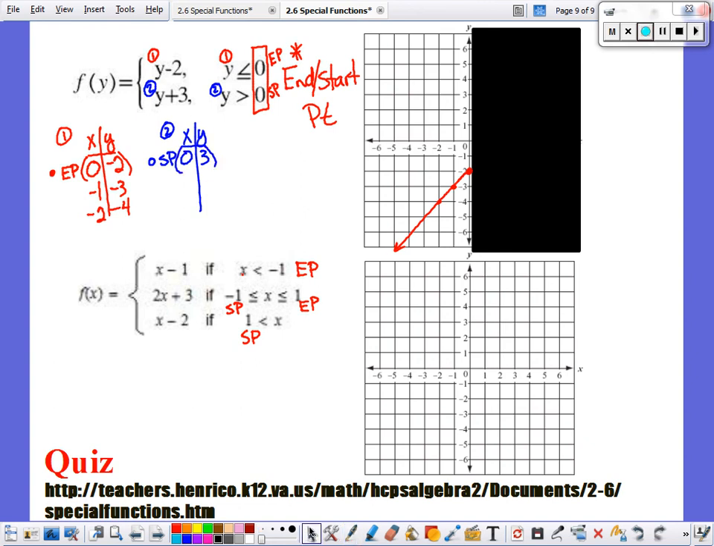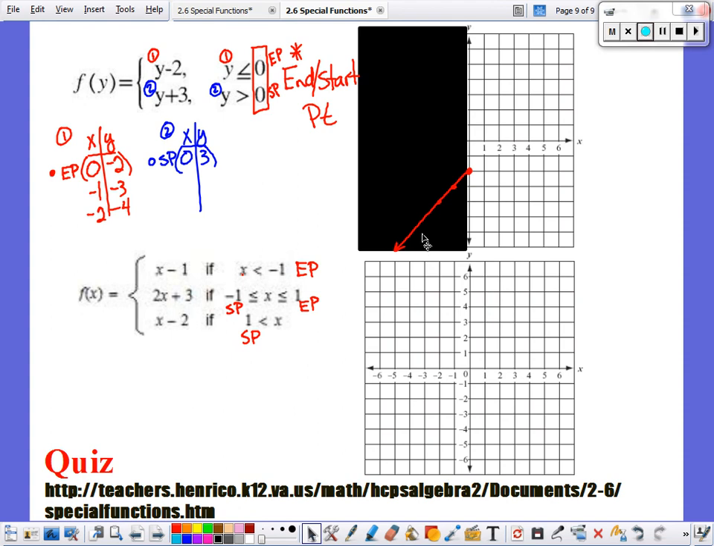So in this one, notice that my domain is everything greater than 0, so I'm going to block everything left of 0. So if I go up here and I plot 0, 3, let's move that just a little bit more here so I can see, there we go. And so 0, 3, it's going to be open right there. That's my start point.